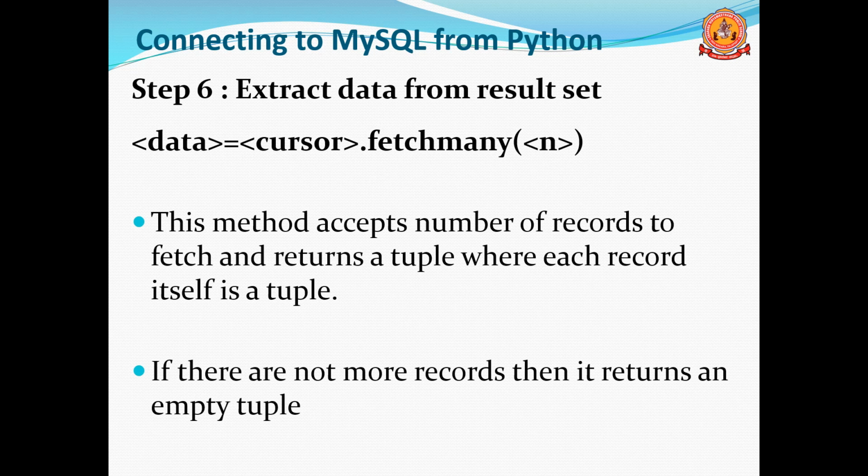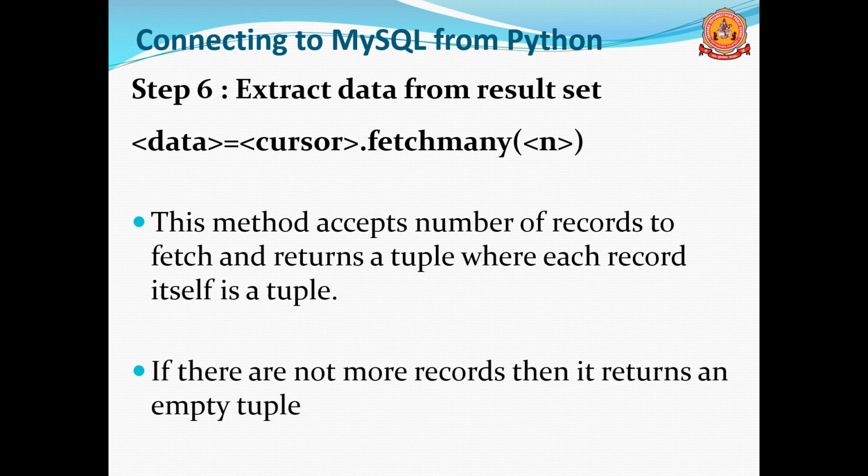This method accepts the number of records to fetch and returns them as a tuple, where each record itself is a tuple. Remember, whenever you use fetchmany, we have to provide one n value, that is, how many records you want to fetch. For example, 3 records or 4 records. It will return the data in the form of a tuple, and each record is a different tuple, as with fetchall.